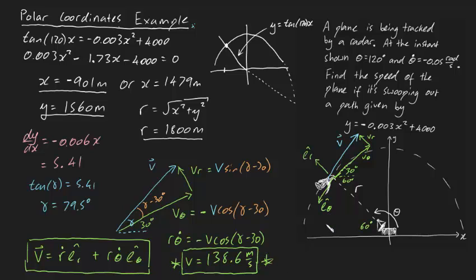Now, just to briefly summarize, what we did is we deconstructed our velocity vector into our theta direction and our r direction, and then equated using these formulas and solved for our velocity, our speed. We could have also found r dot by equating this term with this term if we wanted to.